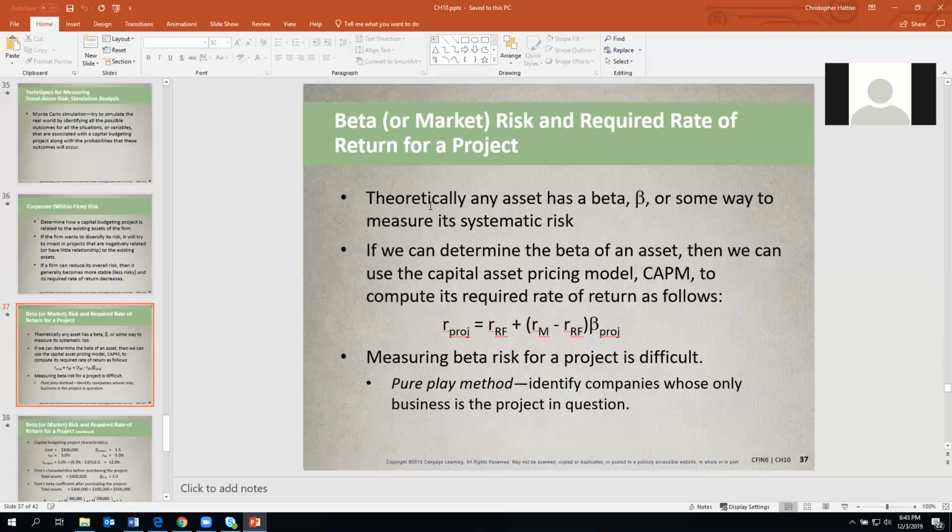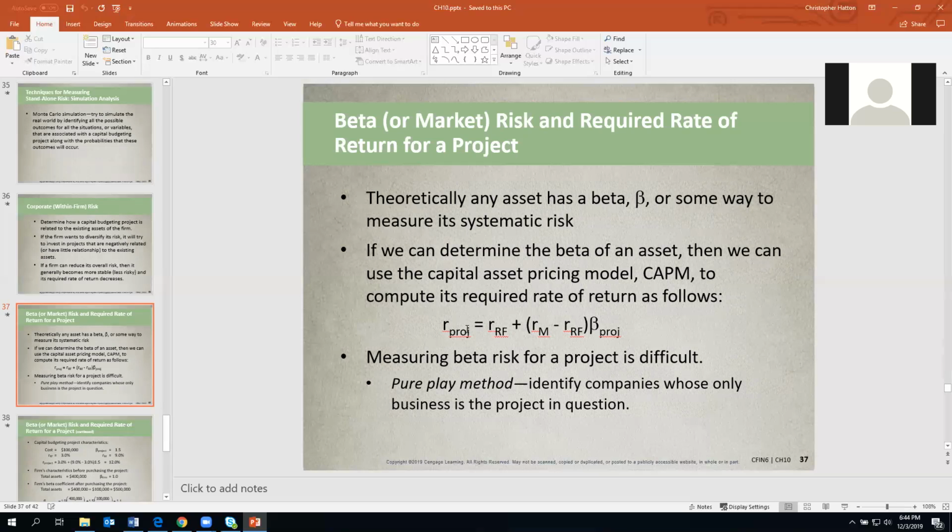Beta, or market risk. Theoretically, an asset has beta, or some way to measure the systemic risk. And beta is a regression here. So this is really advanced stuff, and I'm just going to cover it real quick so you guys have an idea, but the questions won't go that far. If we can determine the beta of an asset, then we can use the capital asset pricing model, CAPM, to compute its required rate of return as follows.